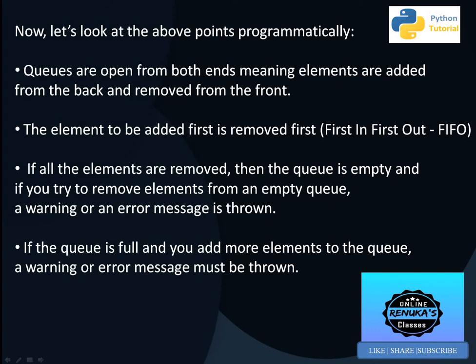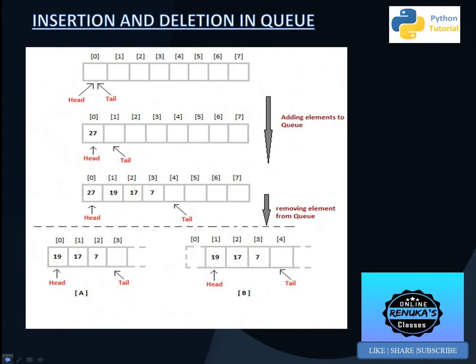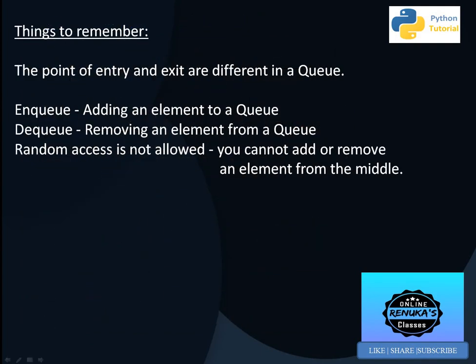If all the items are removed, then the queue is empty, and in that case, if we want to remove some element from the empty queue, it will generate an error message. And if the queue is full, then no more items can be added. In that case also there will be an error message. Adding an element to a queue is known as NQ, and removing an element from a queue is known as DQ. Random access is not allowed in queue. You cannot take out the third item or fourth item. They always move in sequence order.